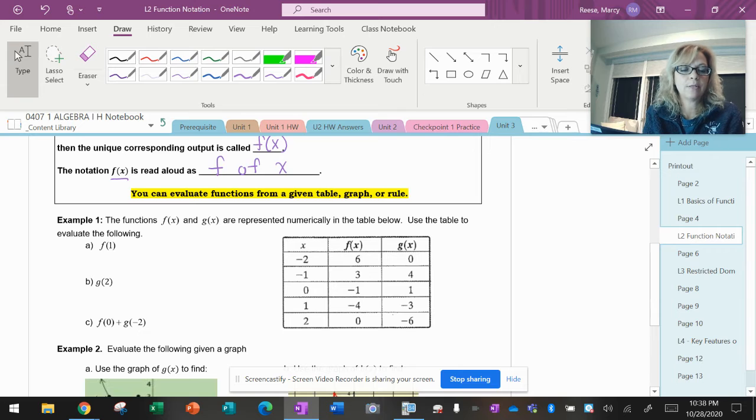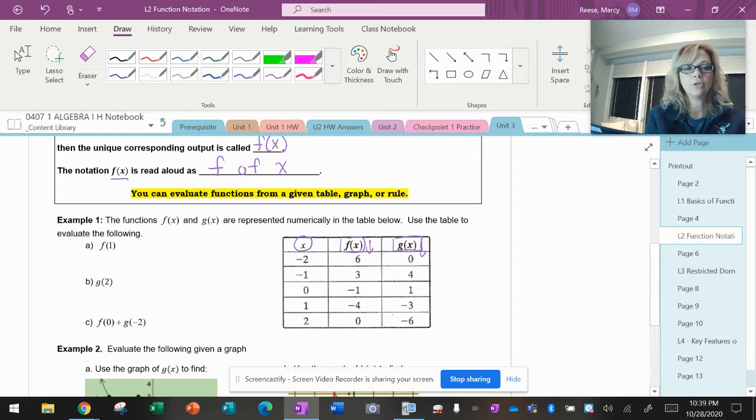So for example 1, it says the functions f of x and g of x. So they're telling you they're two separate functions, represented numerically in a table. So use the table to evaluate the following. So okay, let's look at the table for a minute. Here's my x's, here's my input. And this column here is the results, the y values for the f of x function. The third column here is the results for the g of x function.